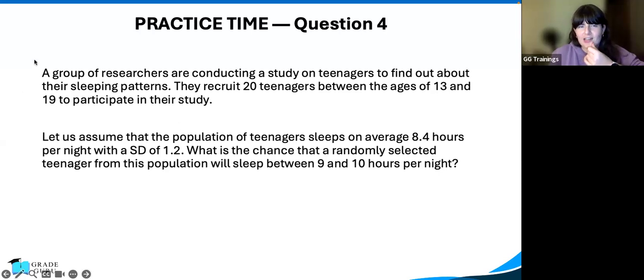Give this one a read and then unmute yourself and let me know what you think we should do with this.